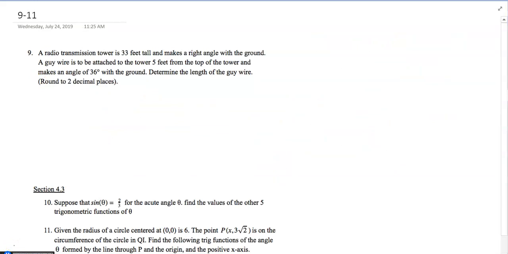A radio transmission tower is 33 feet tall and makes a right angle with the ground. So we sketch a diagram, the 33 feet. The guy wire is attached to the tower 5 feet from the top. So it's attached 28 feet from the ground, and it makes an angle of 36 degrees with the ground.